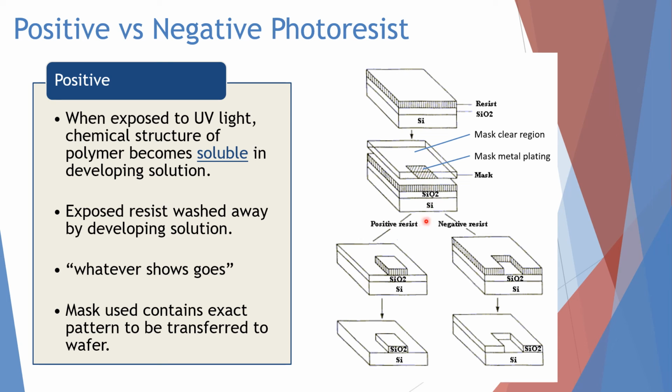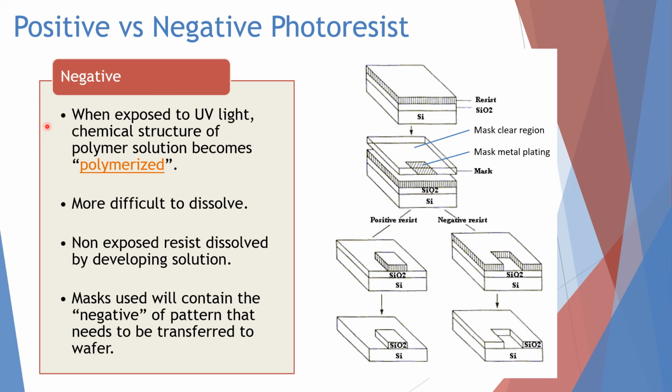So what happens is, if it is positive resist, all the clear part that is exposed to the UV light will become soluble. Meaning that it will not remain here. The part that is not exposed to the light will remain on the SiO2 layer. Okay, so in the end, when we do the cleaning and everything, only this part will remain. So you have to remember that positive resist, when it is exposed to the light, becomes soluble.